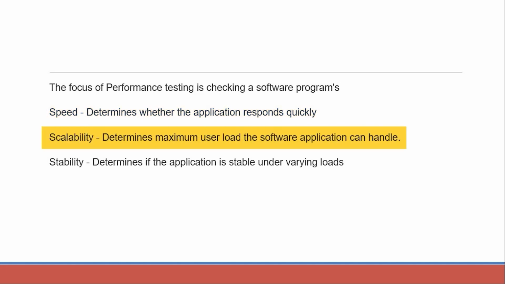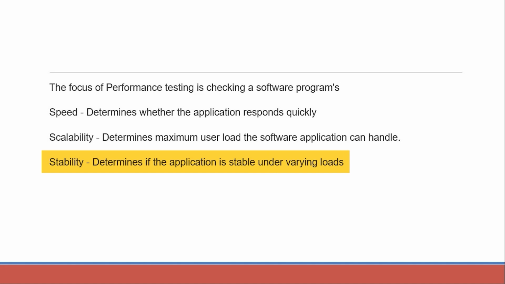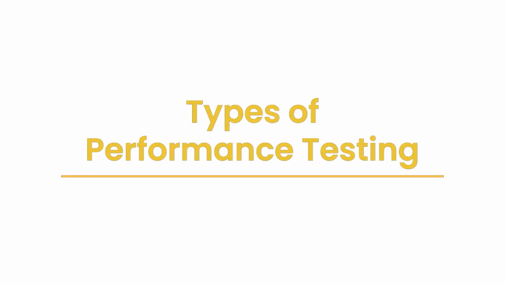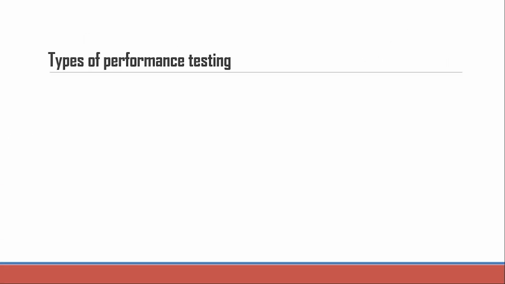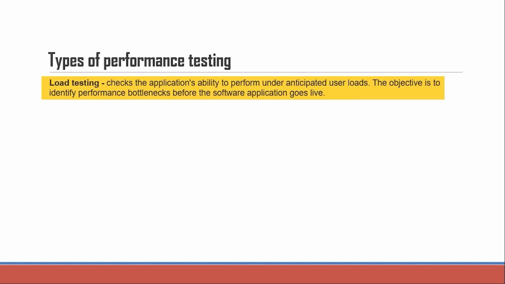Scalability means the maximum user load the software can handle. What is the maximum number of users a system can handle? How scalable it is, how flexible it can be, is important. Stability is how the system is behaving under varying load conditions. If there is less load, how stable is it? If suddenly there's high load, how does the system behave? Now, there are different types of performance testing, and we'll talk about each one of them. Talking about load testing, load testing means checking the behavior of the system at different load conditions.